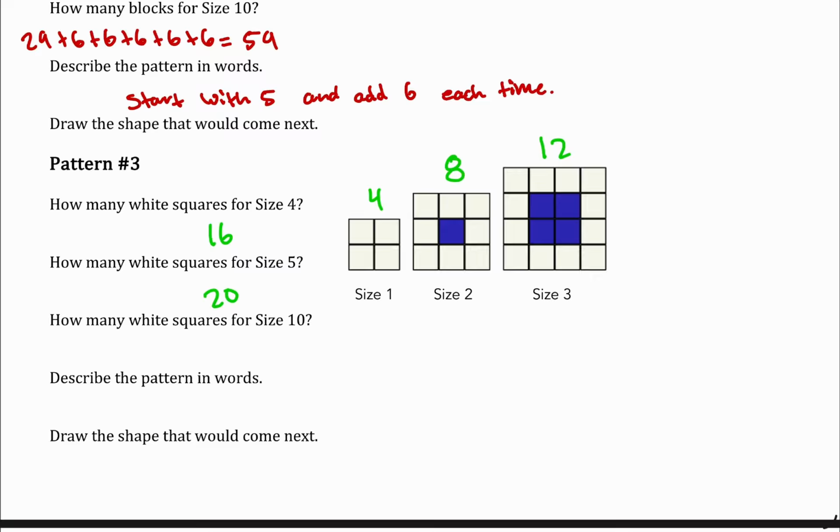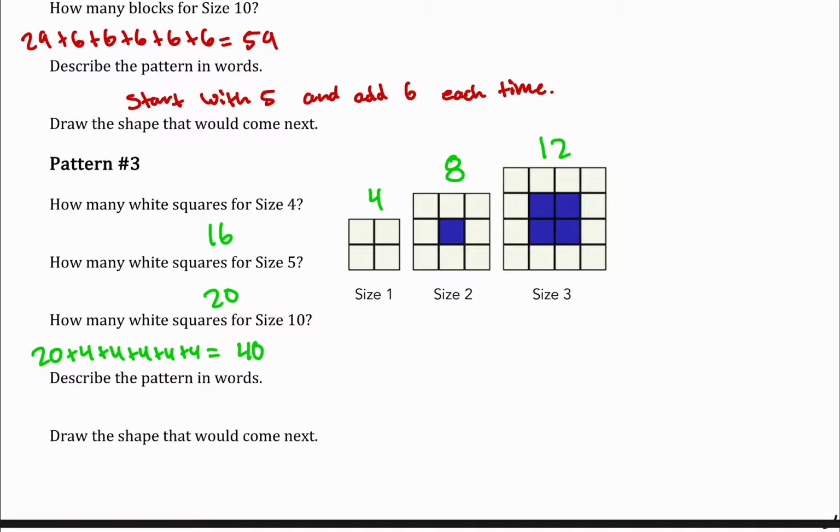And then, how many squares in size 10? Well, we're starting at 5 with 20. We need 5 more. So 20 plus 4 plus 4 plus 4 plus 4 plus 4, which is 40. Okay?